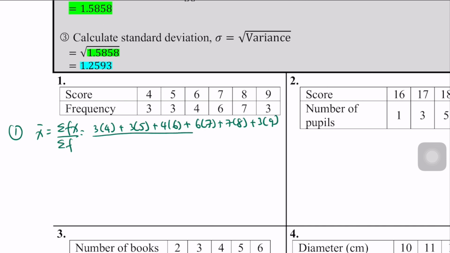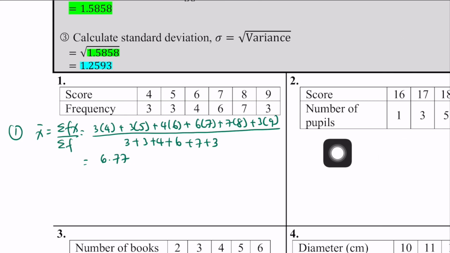So divide by the total of frequency, which is 3 plus 3 plus 4 plus 6 plus 7 plus 3. Press your calculator carefully, and your answer is 6.77. Please make sure you get this value. If you don't get this value, it means you pressed a wrong button or calculated it wrongly.